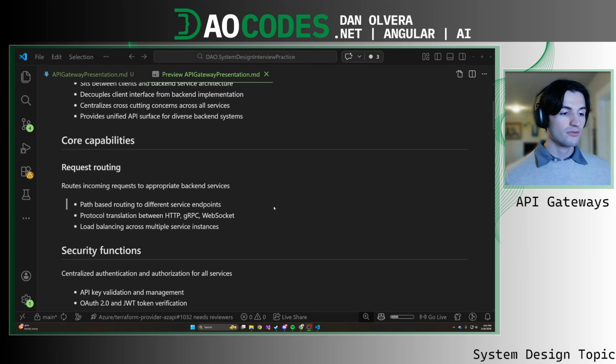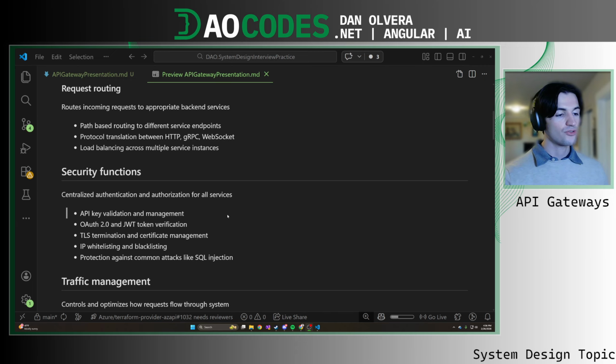So the first one is request routing. Routes incoming requests to appropriate backend services. So if you have a client consumer that's coming into your system, you want to be able to delegate it to the correct place, whether that's to different service endpoints, to different microservices, or to different load-bearing servers where you've done distributed caching or other things that allow you to do load balancing across these server instances.